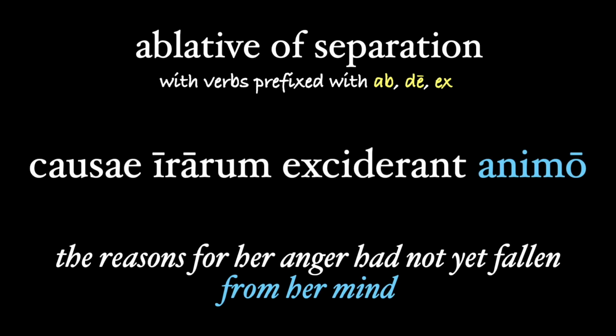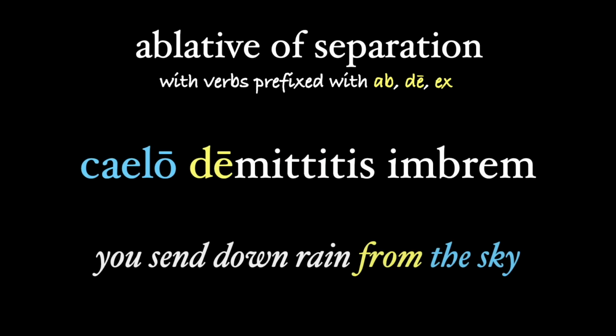The second part of this rule involves verbs that are prefixed with the prepositions ab, de, or ex, all of which have a meaning of from. So in the Aeneid, we learn that the reasons for Juno's anger have not yet fallen from her mind. Causae irarum exciderant animo. In short, we can transfer our understanding of the ex from the verb to the ablative. Caelo de mittitis imbrem. You send down rain from the sky, and we transfer the meaning of de from the verb to the ablative caelo.